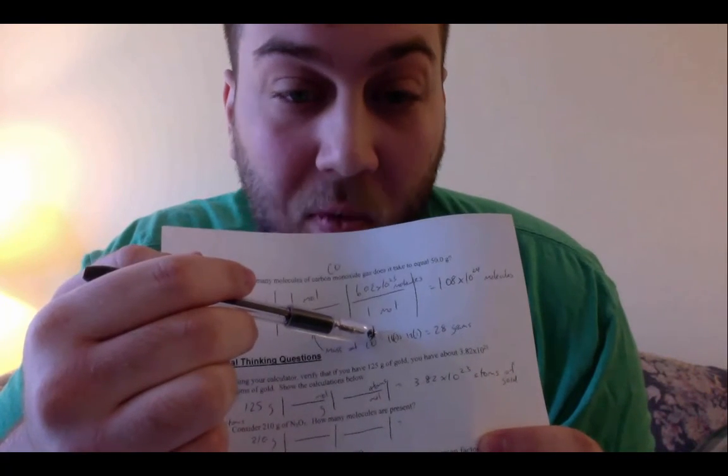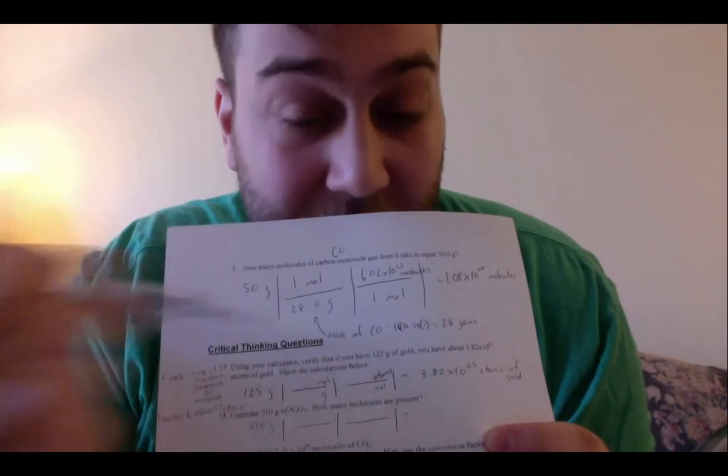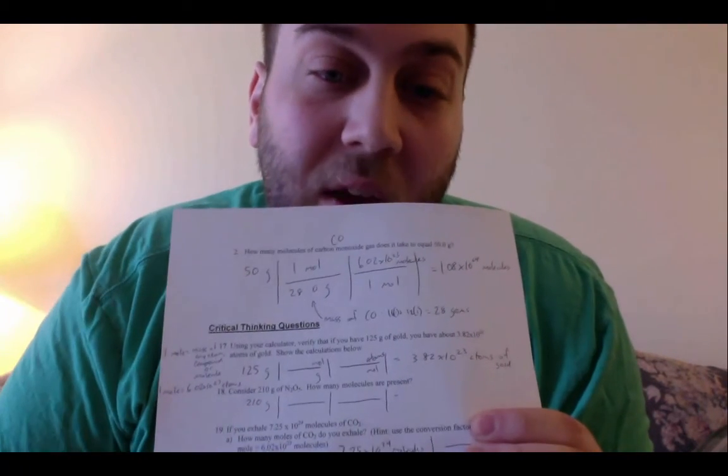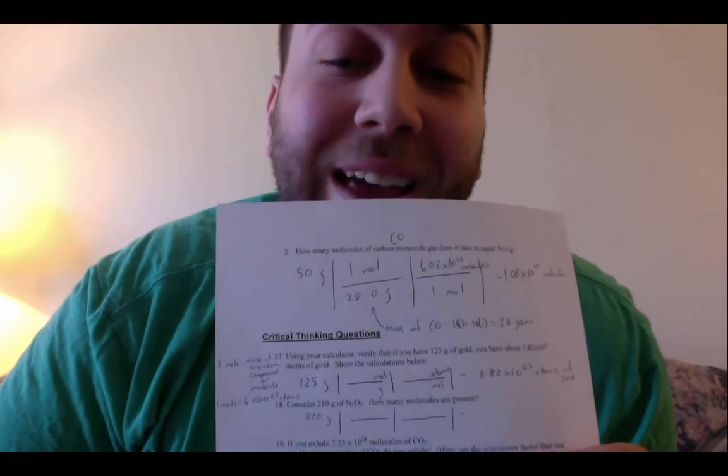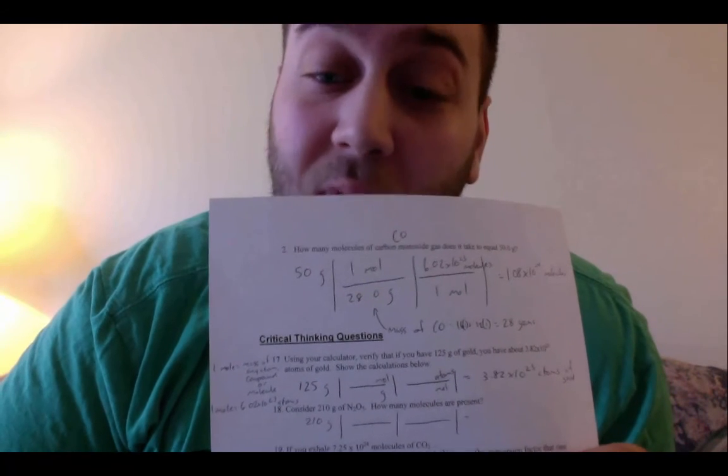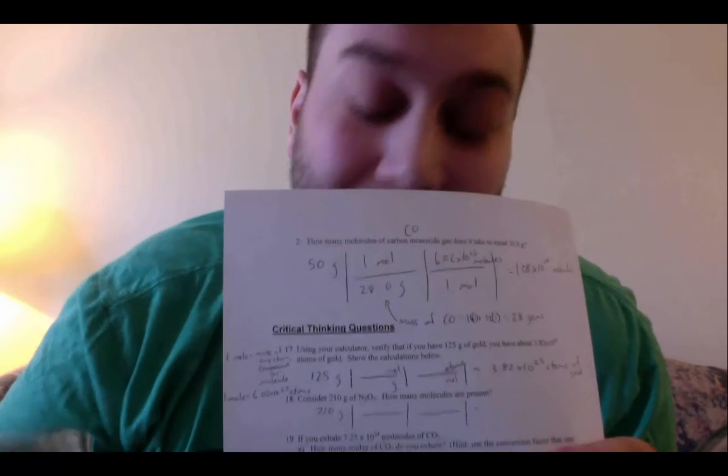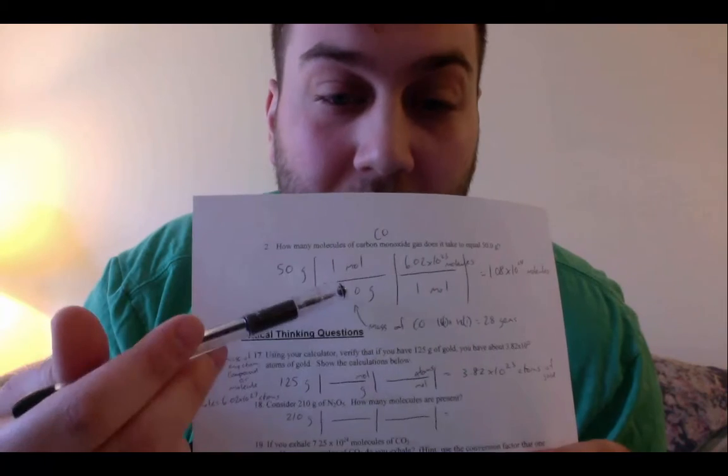I did 16 times 1 plus 12 times 1. 16 is the mass of carbon, 1 is the subscript of... Sorry, I said that backwards. 16 is the mass of oxygen, 1 is the subscript for it, 12 is the mass for carbon, and 1 is the subscript for it. So 16 plus 12 is 28. That is why I use 28 right here.